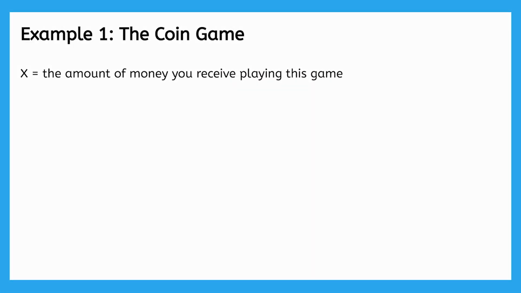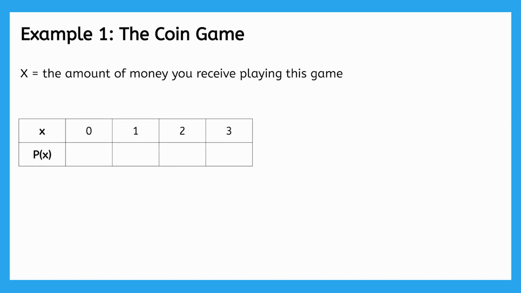To answer our question, we need to determine, in the long run, what we can expect to happen each game. In other words, we want to know the average outcome. Just like our coin flips started reflecting the theoretical probability over many trials, our average results in this game will also settle into a predictable result. Let's first consider the outcomes. In this probability distribution, X is the amount of money you receive playing this game. Since you could flip 0, 1, 2, or 3 tails, we could earn $0, $1, $2, or $3.